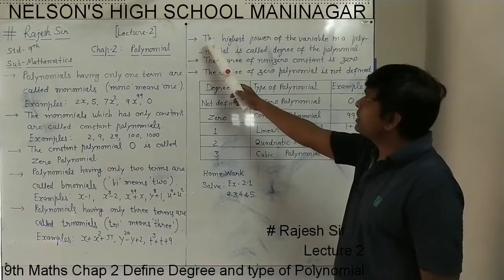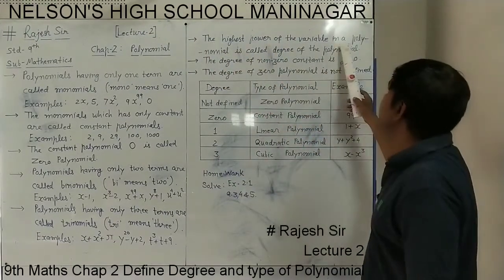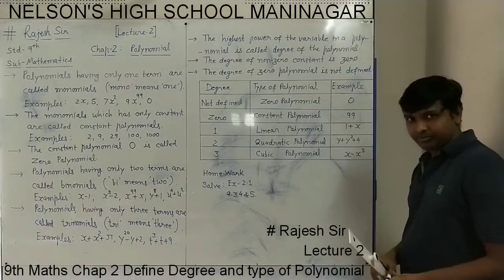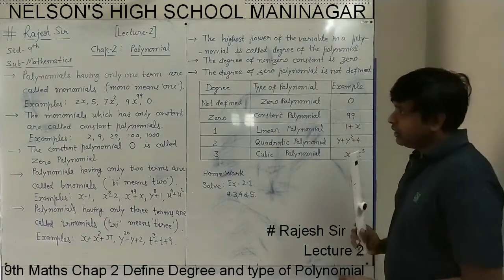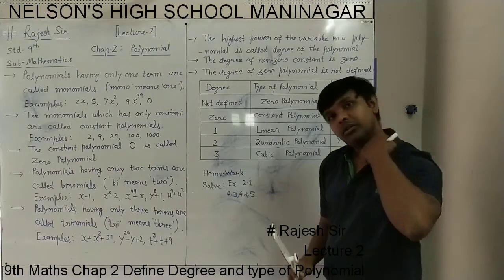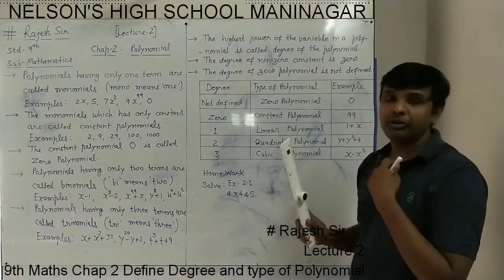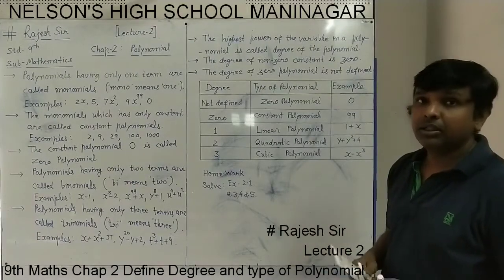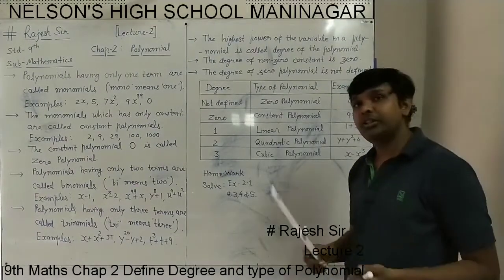Now the next concept is the highest power of the variable in a polynomial is called the degree of the polynomial. Highest power in the expression of the polynomial, we have to see which is the highest power. That highest power is called the degree of the polynomial.